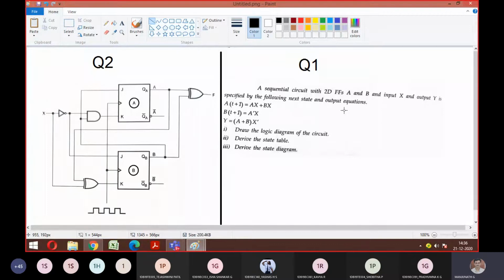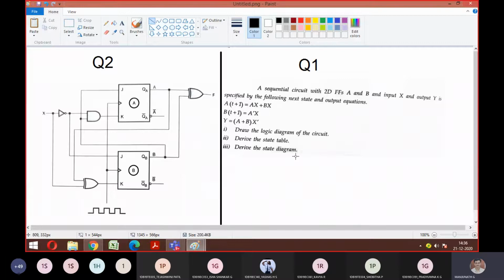One is designated as A, that is D flip-flop A. Similarly, D flip-flop B. They are given the corresponding input as X and the output Y, and they are given the next state equation and output equation in the question itself. So this is one more type of question you can expect for 10 to 12 marks, a question which involves equations. From that they ask you to get the logic diagram. You need to derive a state table as well as a state diagram.